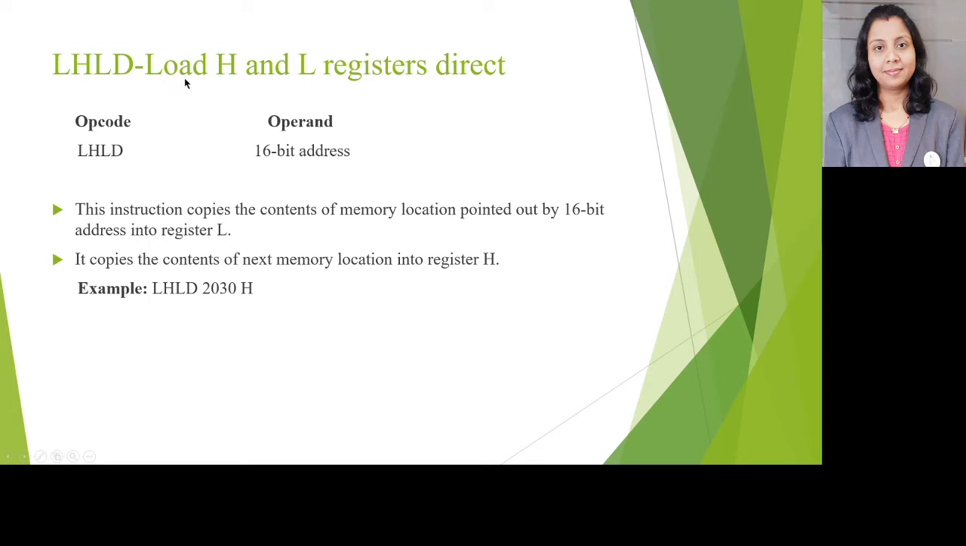LHLD, load H and L registers direct. The opcode is LHLD, operand is a 16-bit address. This instruction copies the contents of the memory location pointed to by the 16-bit address into register L. It copies the contents of the next memory location into register H. The example can be LHLD 2030H.